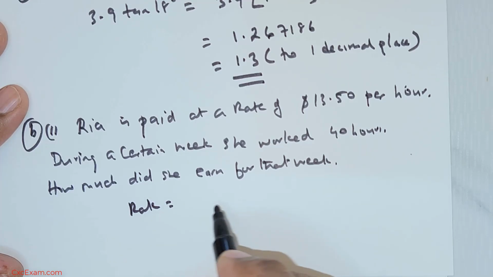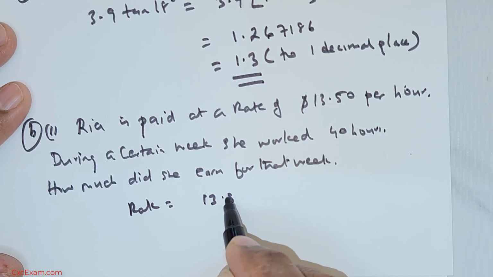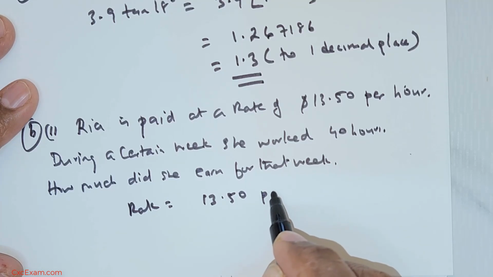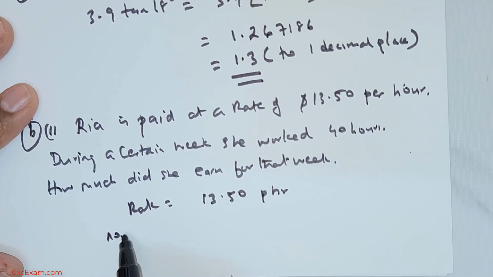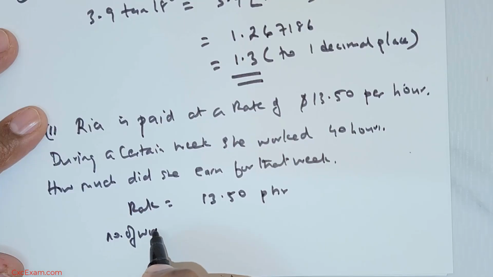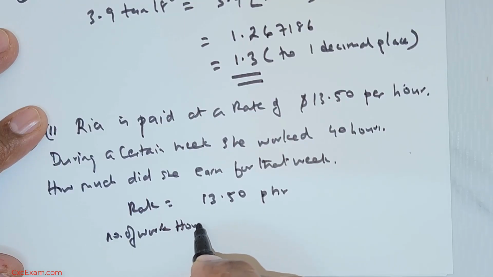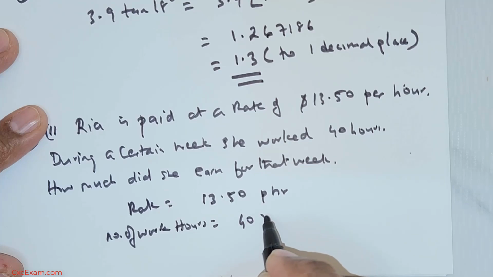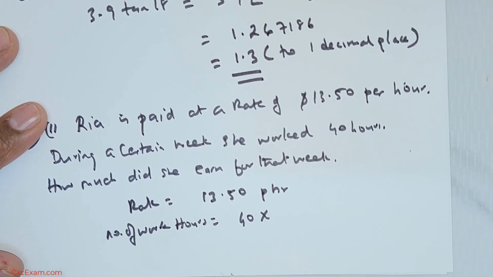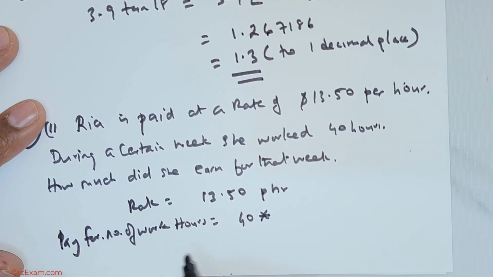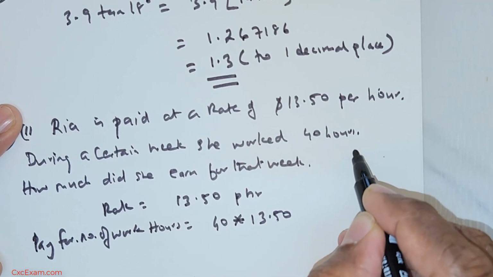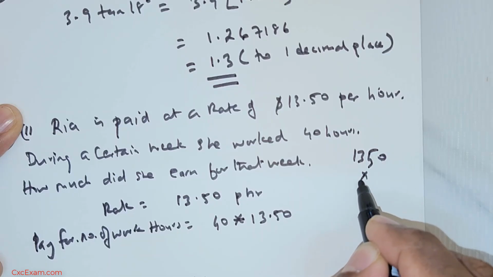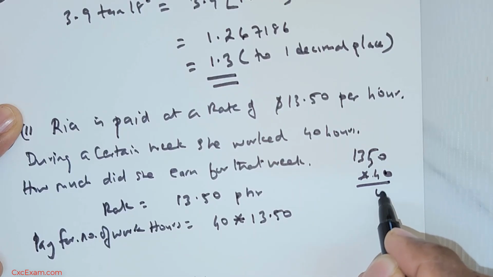Now, what is the rate? The rate is $13.50 per hour. So number of work hours is equal to 40, right? Multiplied with, I will just write here, pay for number of work hours: 40 multiplied with 1350. So 1350 you multiply with 40.